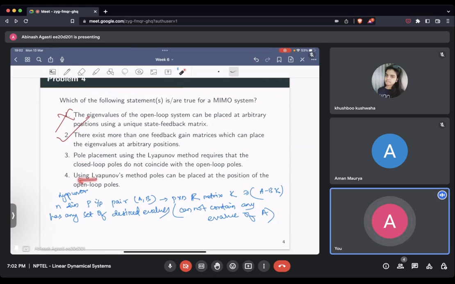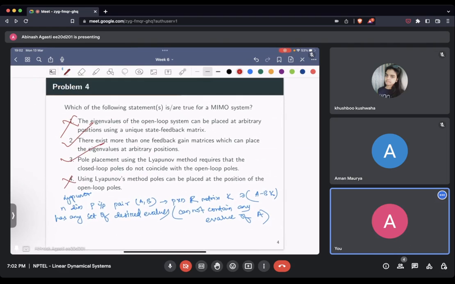Right? And using Lyapunov's method, poles can be placed at the position of eigenvalues. This is wrong. So for this one. Is it clear? Yes, sir.